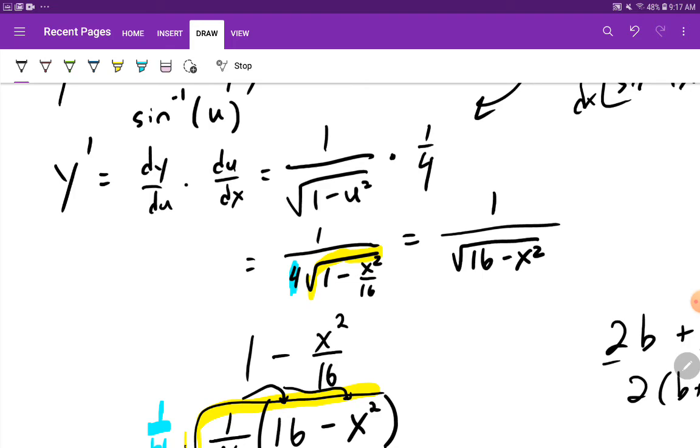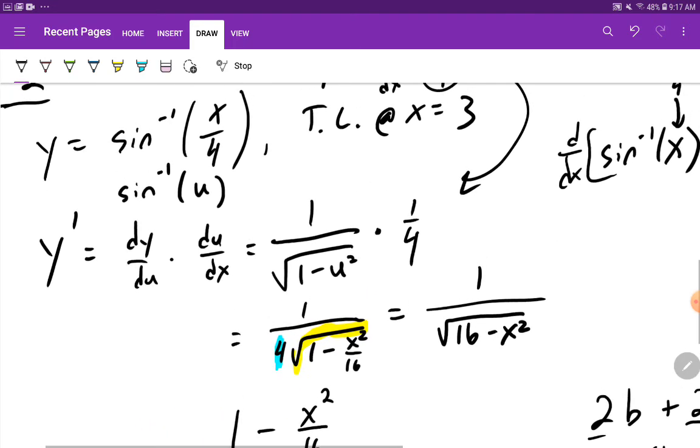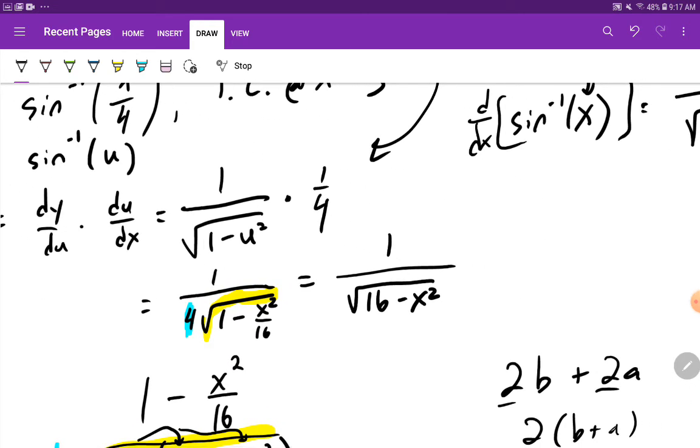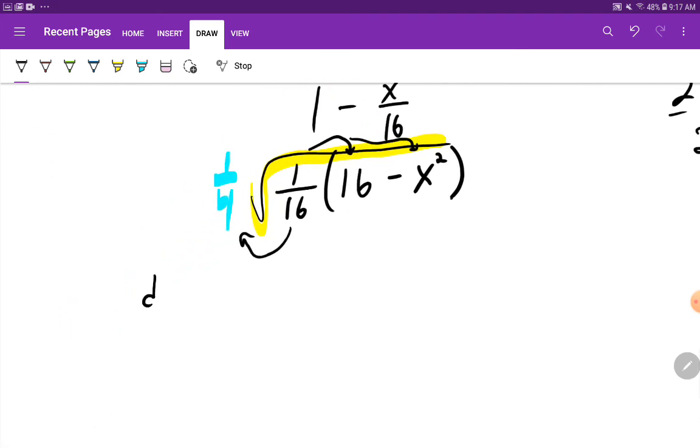All right. So what did we just do? We just derived it. Now we need the tangent line. Okay, so I have my derivative function. It's right here. I'm going to plug in 3. So I'm going to go dy dx evaluated at x equals 3.